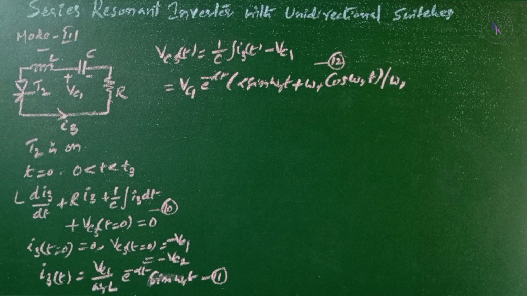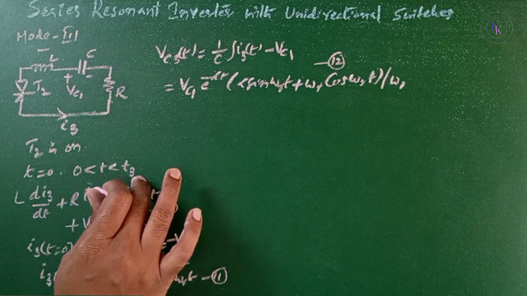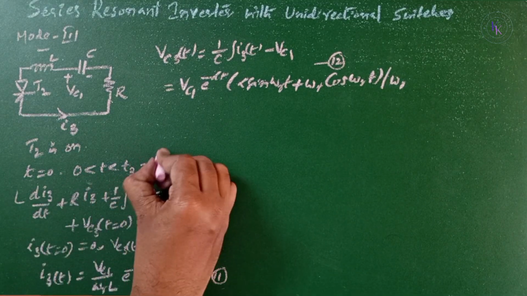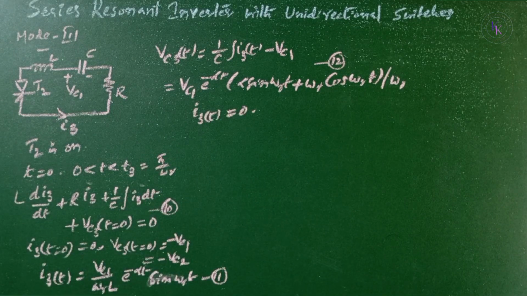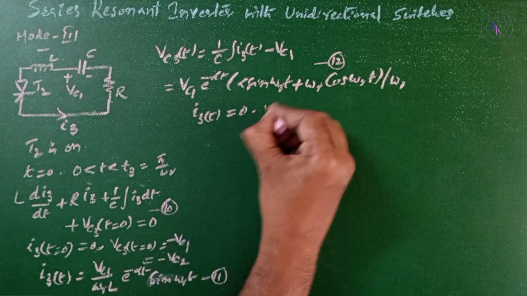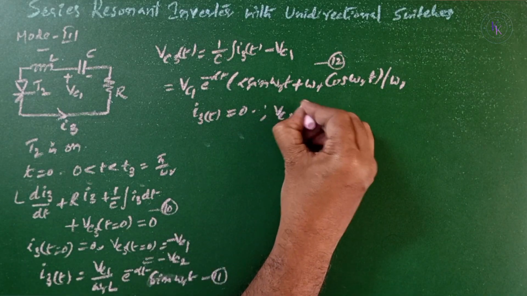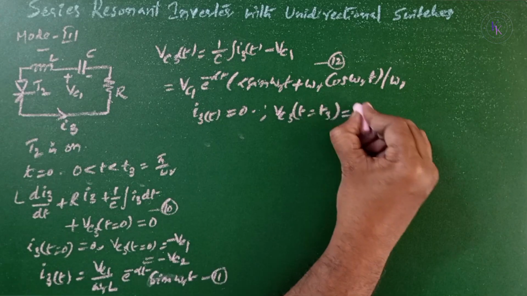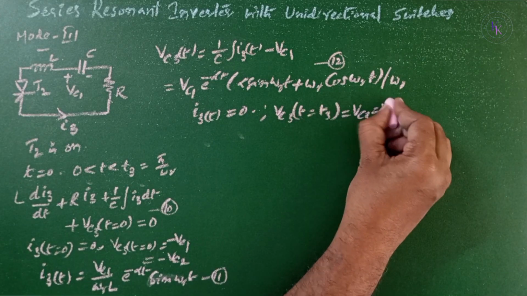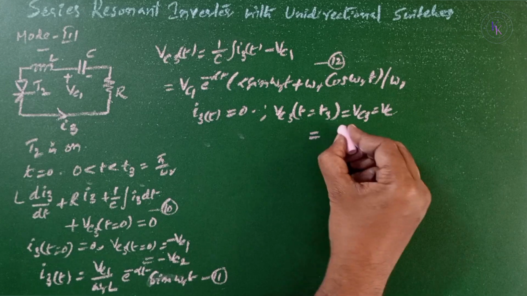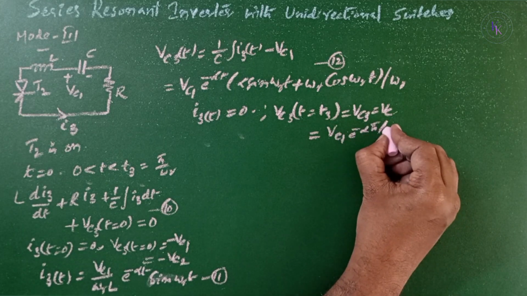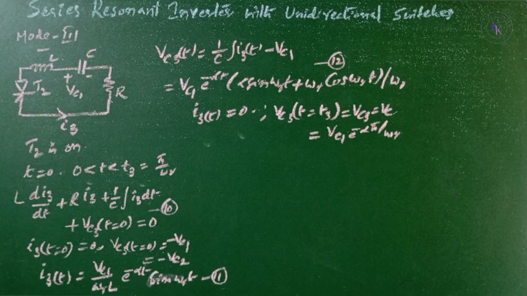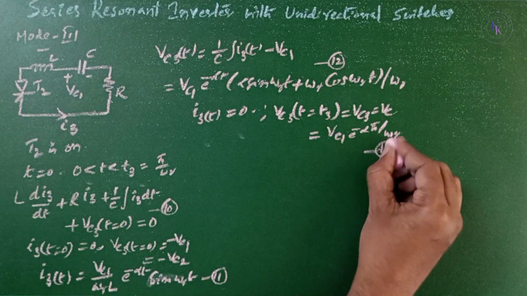And this mode is valid for 0 to T3, where T3 is nothing but pi by omega r. At the end of this mode, I3 equals 0, and in the steady state Vc3 at t equals T3 equals Vc, which equals Vc1 e to the power of minus alpha pi by omega r. That is equation number 13.